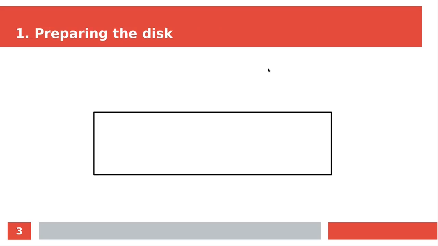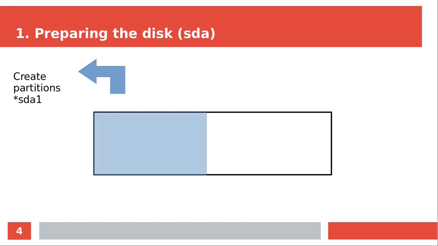In the beginning, the disk is empty. There is nothing on it. It's empty space. This process will delete all the things that are on the disk. So be careful. The first thing we have to do is to create partitions on this empty disk.